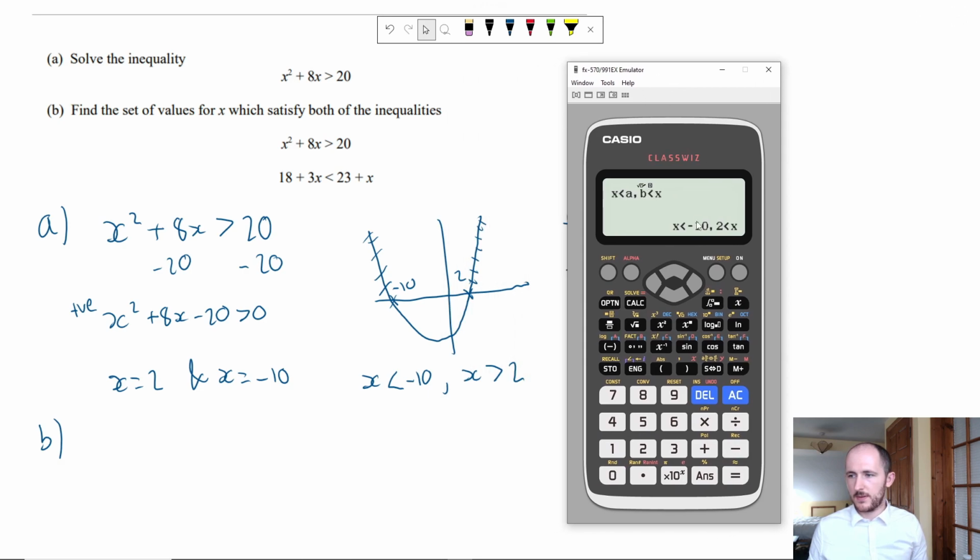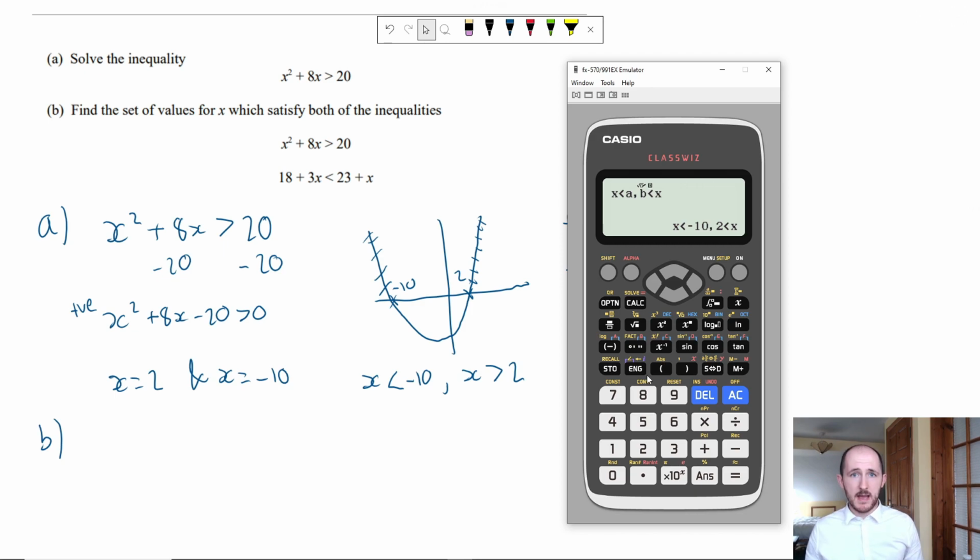So we get x is less than -10, and 2 is less than x, but hopefully you can see that's the same as x is greater than 2. It's just that you normally write it with the x on the left hand side. So both those are equivalent. Not bad, right? Not bad at all. So you can do it all on a calculator.